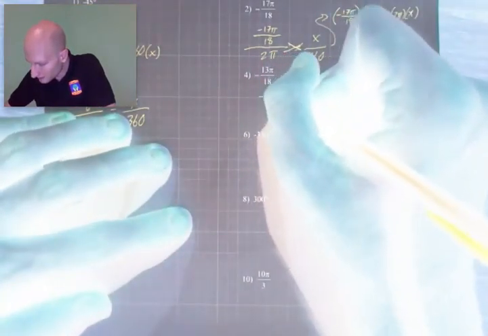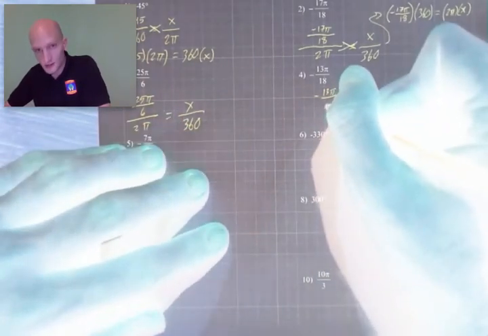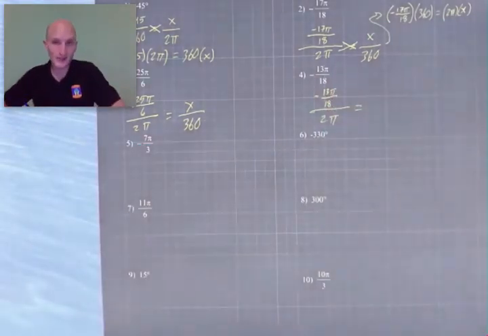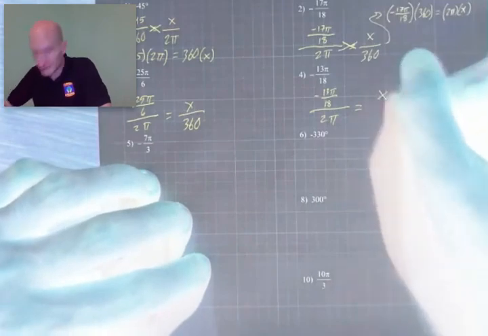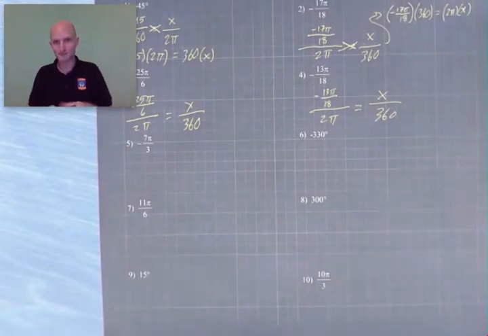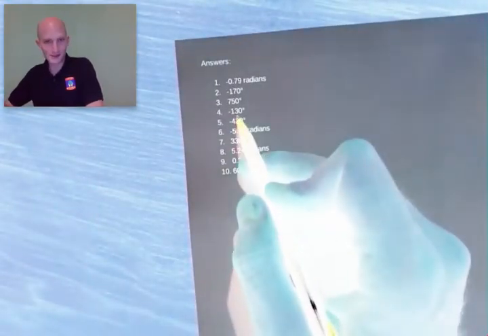Negative 13 pi over 18 over 2 pi equals what over 360, right? Negative 13 pi divided by 18 times 360 divided by 2 pi. And you get negative 130 is x. Negative 130 degrees. There it is. Negative 130. Nice. Next one.